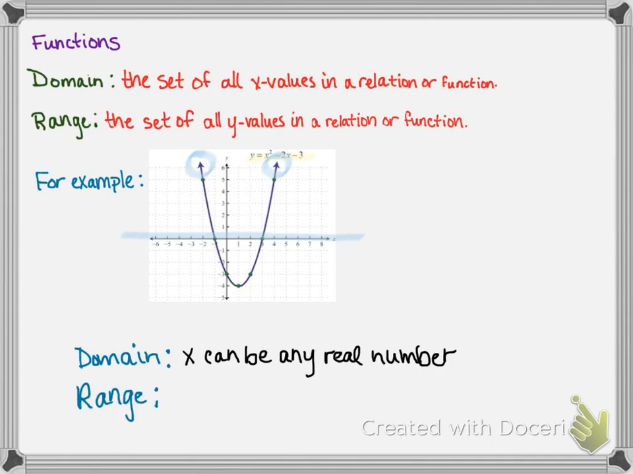For the range, we need to look at the y values. Here it's easy to see that the smallest y value is here at y equals negative 4. And then remember, the arrows mean that this function is going to keep going up to positive infinity. So we go from negative 4 up to positive infinity, or we can say that y is greater than or equal to negative 4.